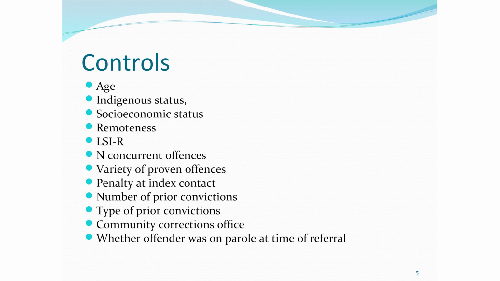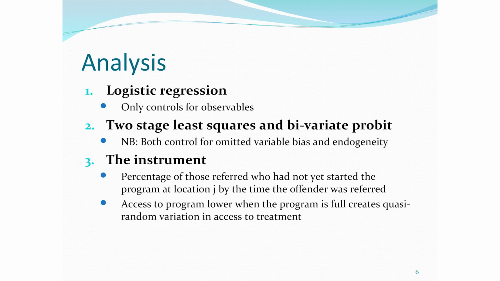So these are the controls. I'm not going to read each one out. You can read it out for yourself. We had an extensive set of controls, which are mainly based on the Bureau's past experience of the sorts of things that influence risk of reoffending. But having said that, the two methods we used, logistic regression and two-stage least squares, also did bivariate probit. If that means nothing to you, don't worry about it.